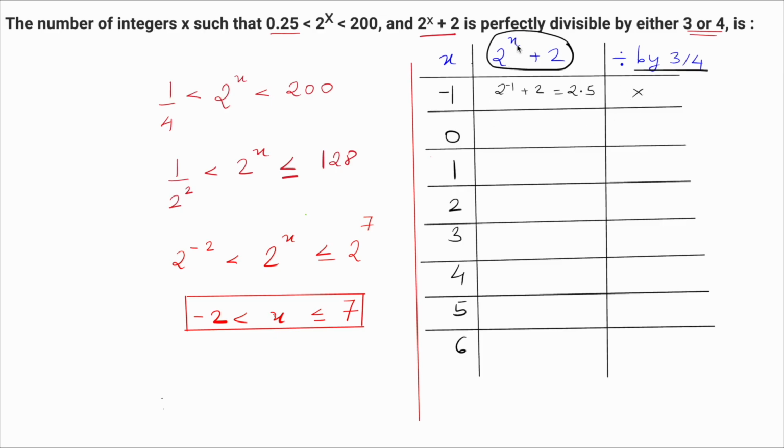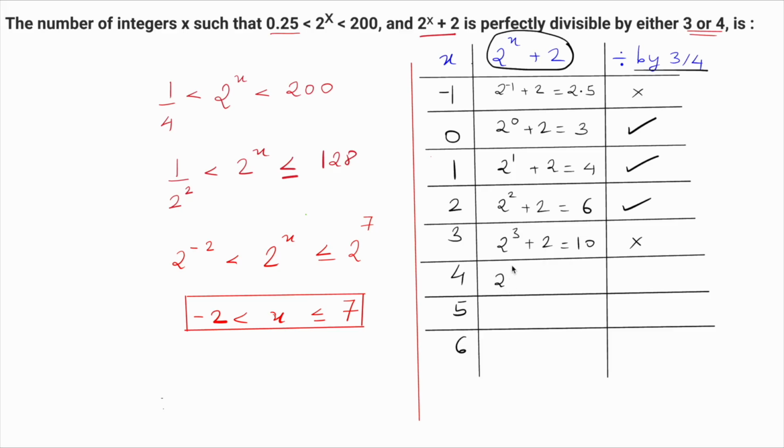When I put x as 0, 2 raised to x plus 2 will become 2 raised to 0 plus 2. That's 1 plus 2, that is 3. It is divisible by 3. When I put x as 1, I will get 2 raised to 1 plus 2 and that is nothing but 4, divisible by 4. When I put x as 2, I get 2 square plus 2, that is 4 plus 2, 6. Yes, a multiple of 3. When I put x as 3, 2 raised to 3 plus 2 is 8 plus 2, 10. Not a multiple of 3 or 4.